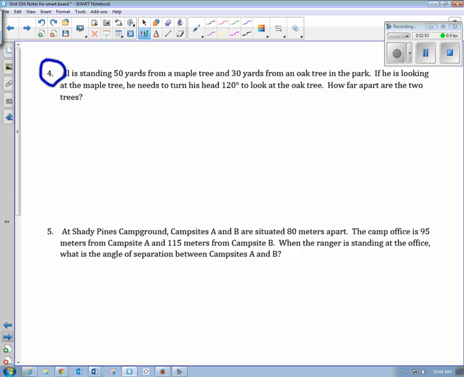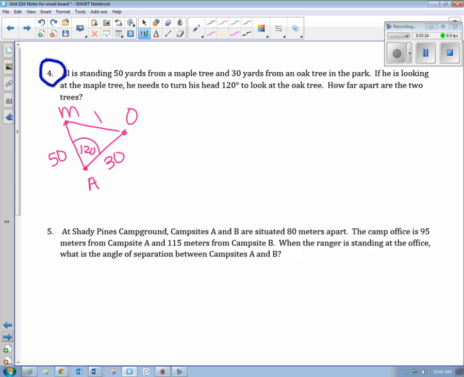Okay, moving on to the last question that we hadn't covered, question number 4. It's talking about the fact that we have L who's standing 50 yards from a maple tree. I'll just call it M. I'll put A here for L, and this is 50. It says that he's 30 yards from an oak tree. And it says that if he's looking at the maple tree and turns his head 120 degrees, what is the distance between the maple and the oak tree? How far apart are they?